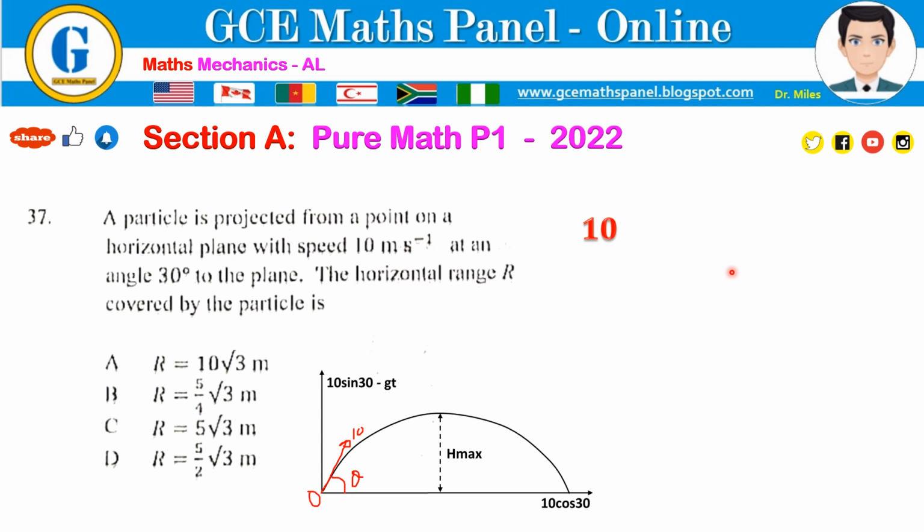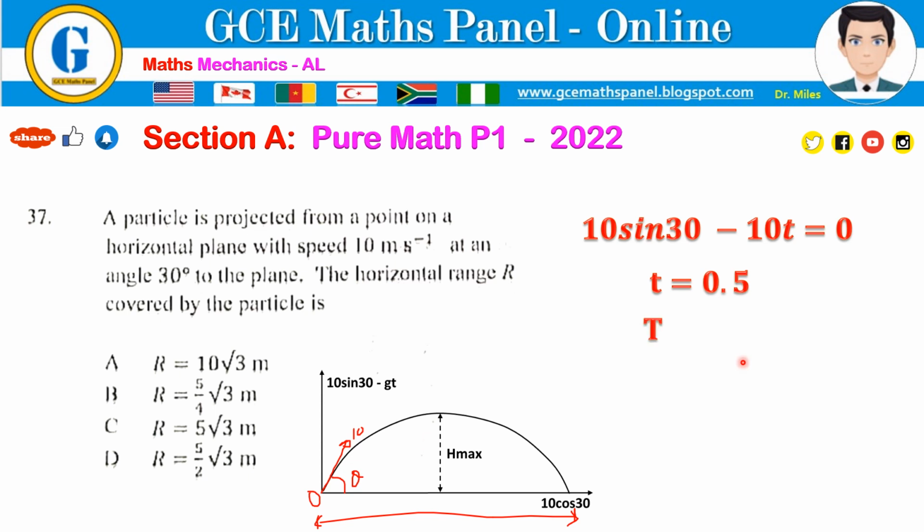From this point, we now have to find the value of t. You know that at maximum height, v is equal to 0, so all of this will be equal to 0. When we solve that, we get t equal to 0.5 seconds, which is the time to reach maximum height. The time of flight, the total time from this point to the end point, is given by 2 times the time to reach maximum height, so 2t. That gives us 2 times 0.5, which is 1 second.